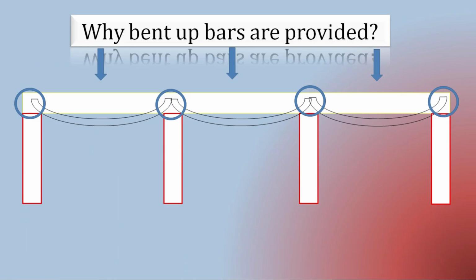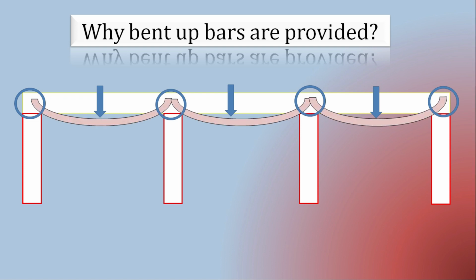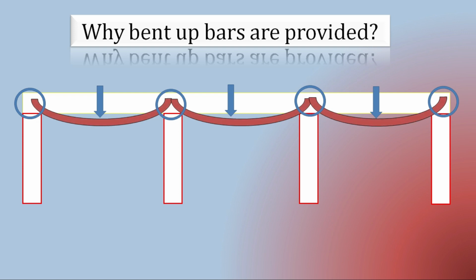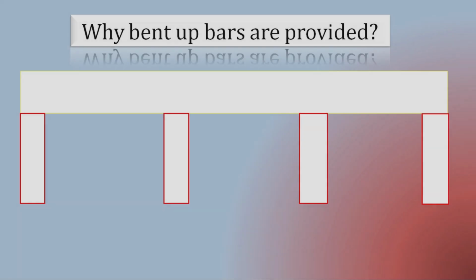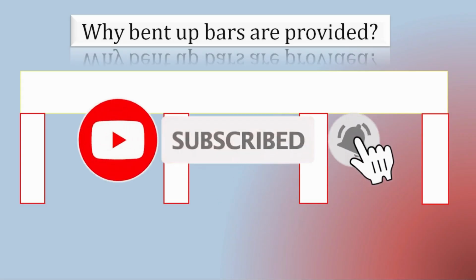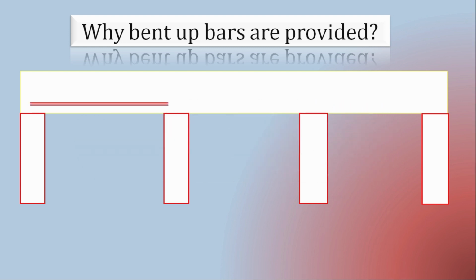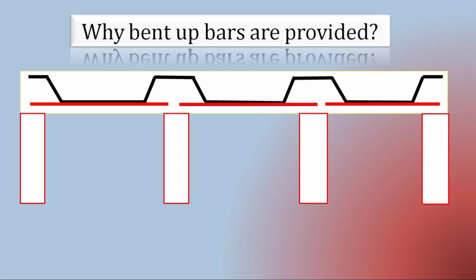So let's start. As you can see in this figure, whenever we apply a load on a slab, the slab will try to deflect in downward direction and it generates sagging moment. But at the opposite end or at the support, you can see that the moment of the slab is in upward direction, so we call it a hogging moment. As you can see in this figure, we have one continuous slab and we have 4 supports. So straight bar will be provided over here and bent up bars will be provided like this.